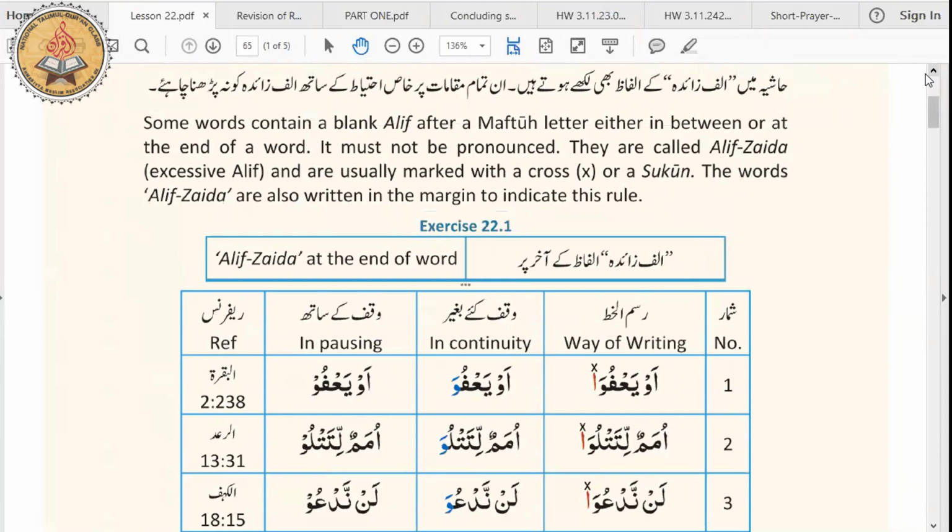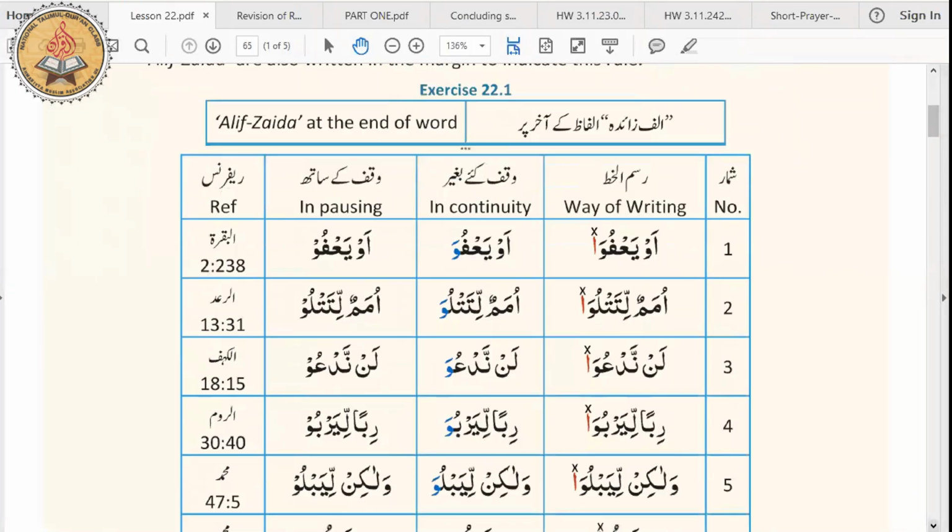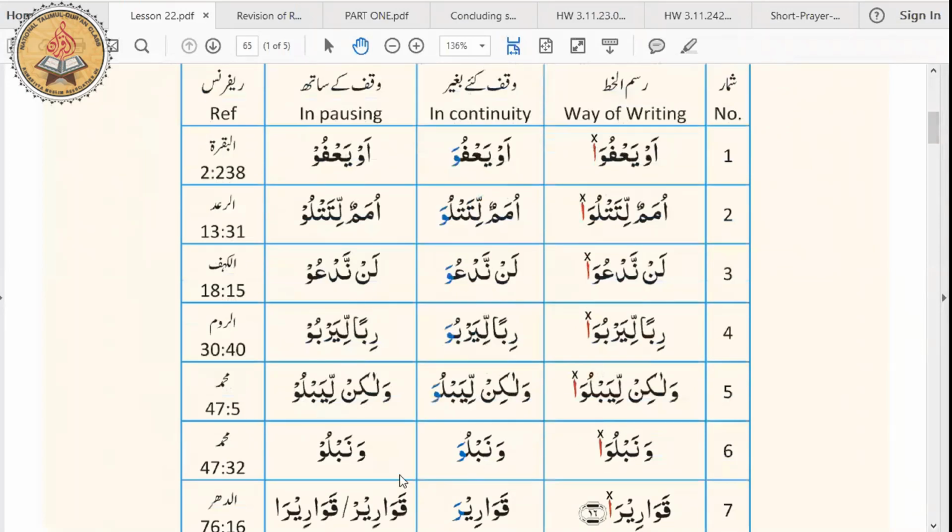Some words contain a blank alif after a maftuh letter. Maftuh letter is a letter which carries the stroke of fatha either in between or at the end of a word. It must not be pronounced, so alif zaida must not be pronounced. And excessive alif or alif zaida are usually marked with a cross or a sukoon, and the words alif zaida are also written in the margins to indicate the rule. So we will practice a couple of words of alif zaida. So I'm going to unmute A1127.